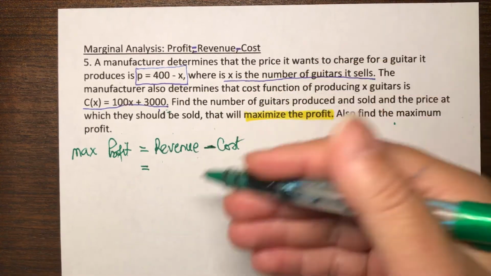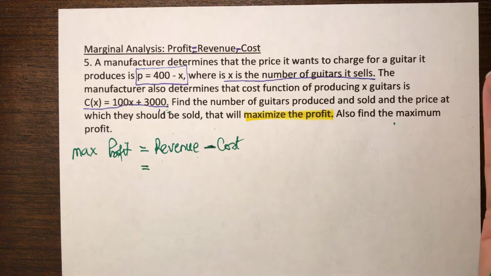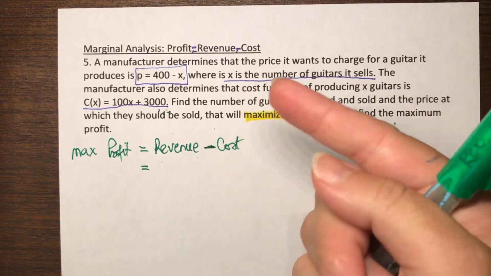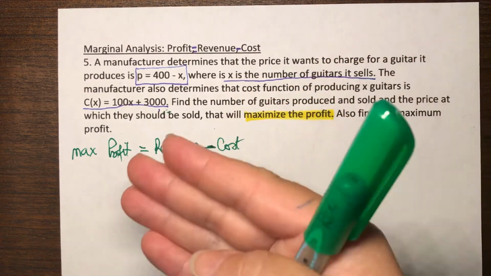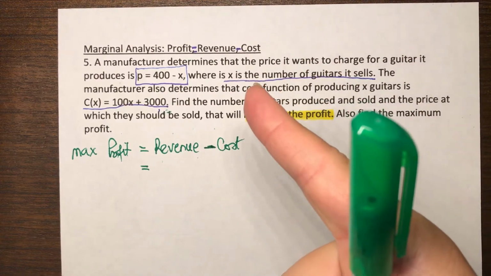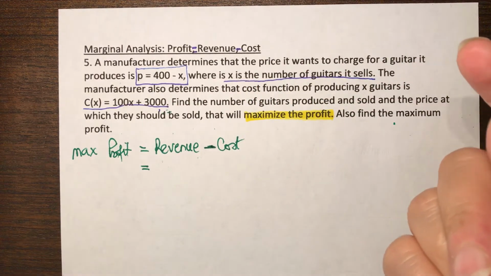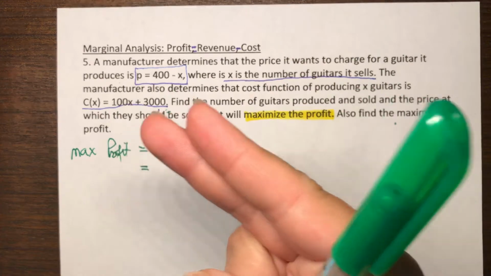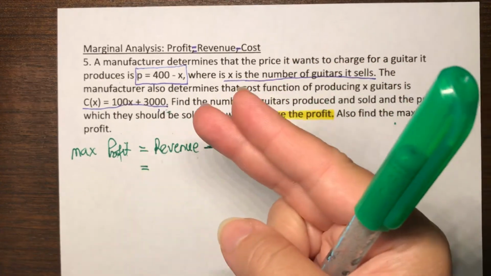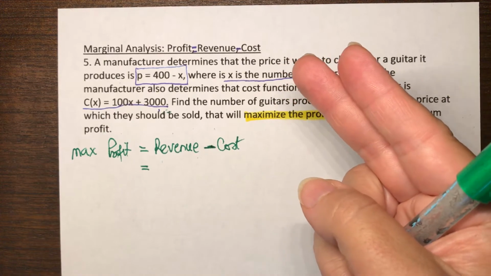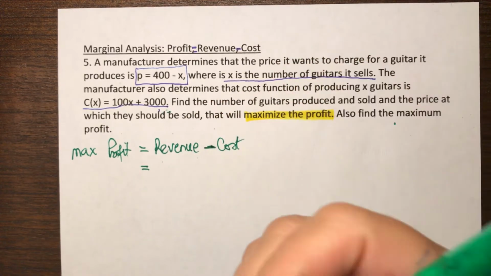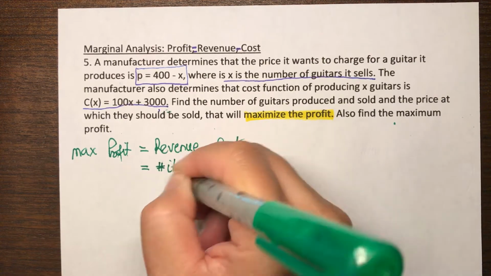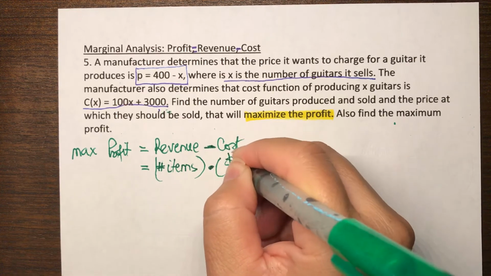Well, I get revenue from selling an amount of items, right? What am I selling? Number of guitars. So how do I make money? How many items I'm selling you times whatever price I'm charging you. So if I'm going to sell you one guitar at $399 a piece, I'm only going to make $399. If I'm going to sell you two guitars at $398 a piece, I'm going to make $796, right? So 2 times $398. So revenue is what? Number of items you are selling times definitely the price per item.